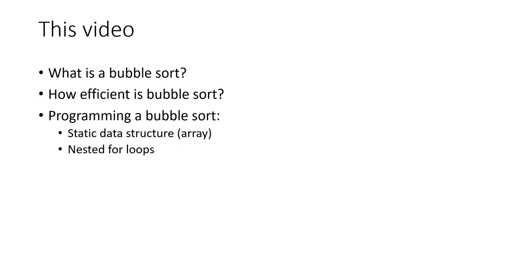Some nested for loops. Nested meaning one programming structure within the other. So it's going to be a for loop inside a for loop. And we're also going to see some random numbers for programming our bubble sort in order to test it effectively.